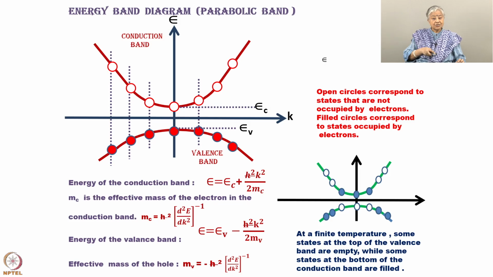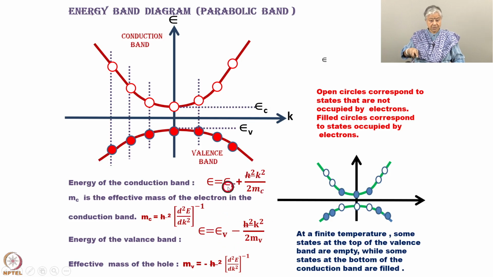So, this is the energy band diagram of a semiconductor, and it is a parabolic band. It is called a parabolic band because of the formula for the energy states. Here, this is the parabola. The valence band is also a parabola. In the case of the valence band, this is the equation that is followed.